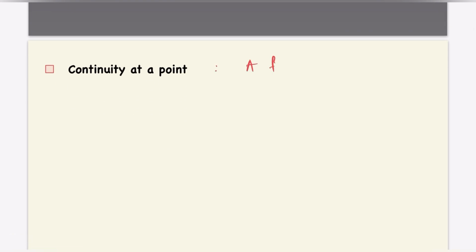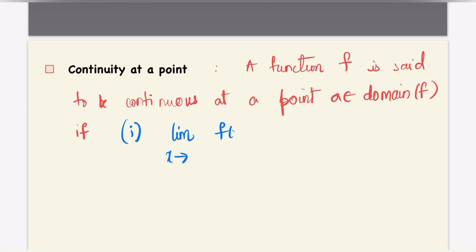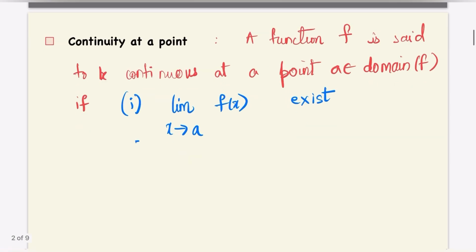So a function f is said to be continuous at a point a belonging to the domain of f. Of course, it has to belong to the domain of f. This is so if two properties are satisfied. The first property is that the limit of this function as x tends to a should exist. Now, we have already seen what is the meaning of the statement limit exists.